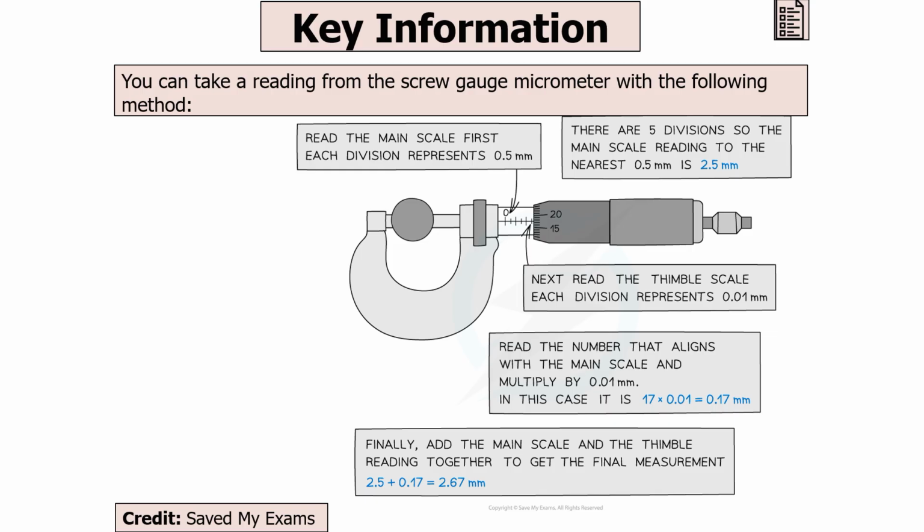You read the main scale first, and each division represents 0.5 mm. Now, there are 5 divisions on this particular main scale, so to the nearest 0.5 mm, it's 2.5 mm. You would next read the thimble scale. Each division on here represents 0.01 mm. So you read the number that aligns with the main scale and multiply by 0.01. So here it's aligned with 17, so it's 17 times 0.01 or 0.17 mm. You add the two values, one from the main scale, one from the thimble, together to get the final measurement. So here it's 2.5 plus 0.17, 2.67 millimeters.